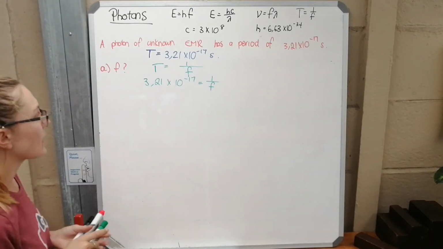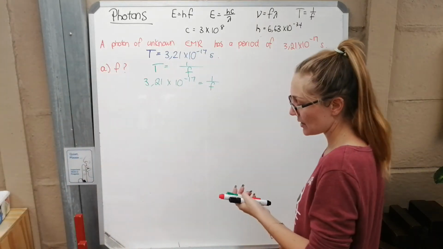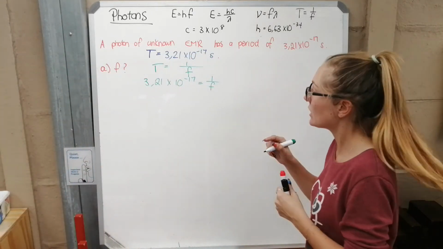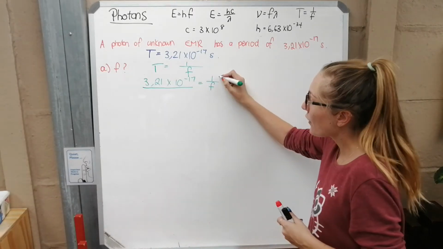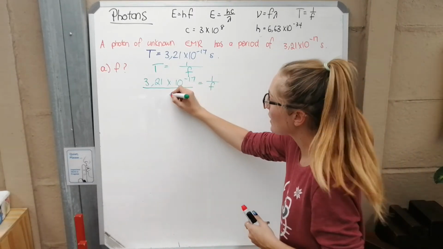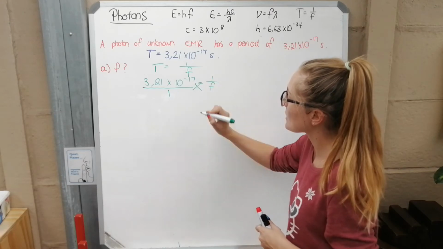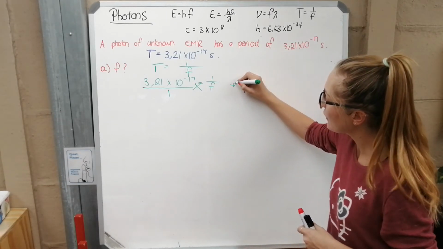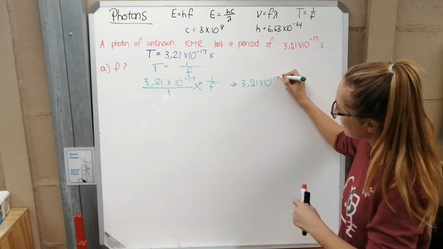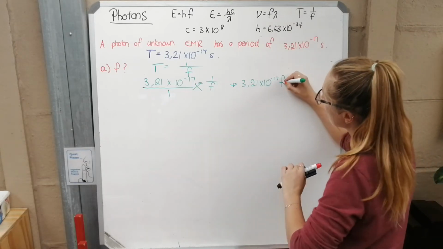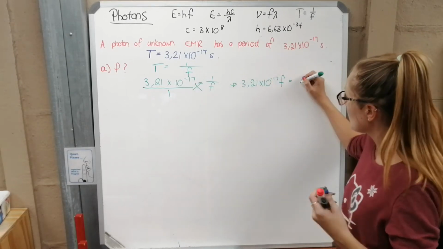I know you guys still struggle a little bit with solving equations, so I'm going to help you with this one, but from now on you need to try it yourself. Okay, so whenever I've got a fraction on one side and just one thing on the other side, I put it over 1 and I cross multiply. So we're going to have 3.21 times 10 to the negative 17 f equals 1 times 1 is 1.